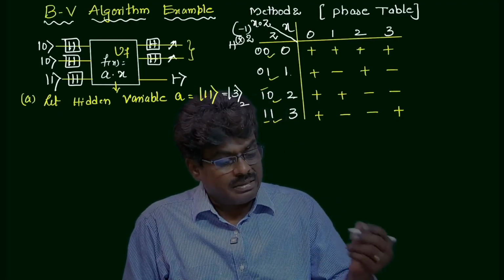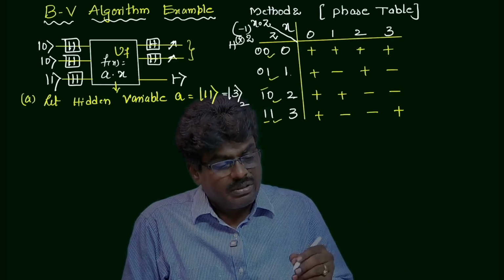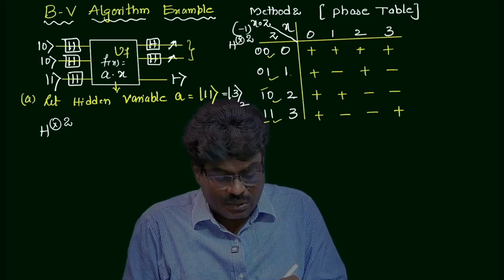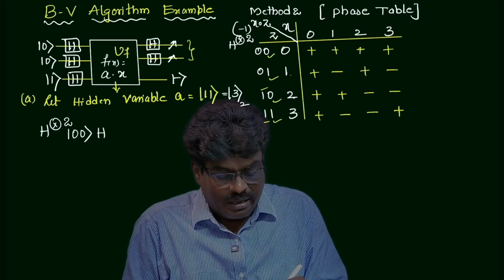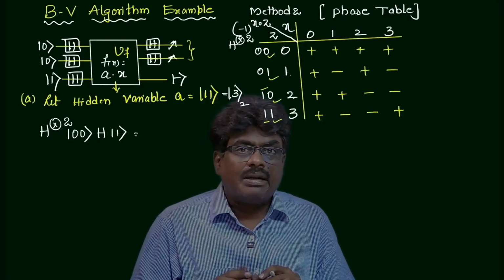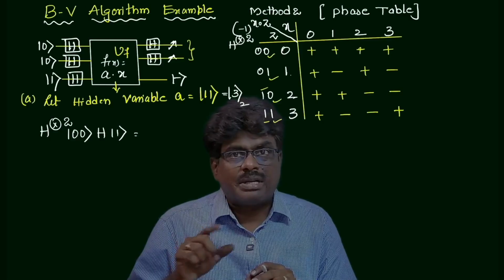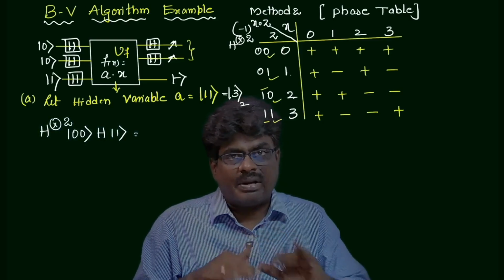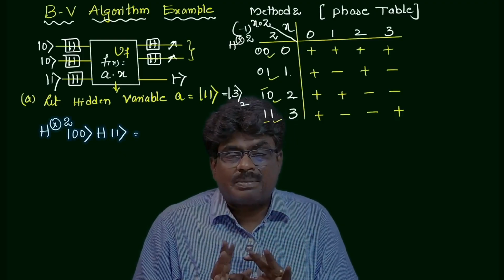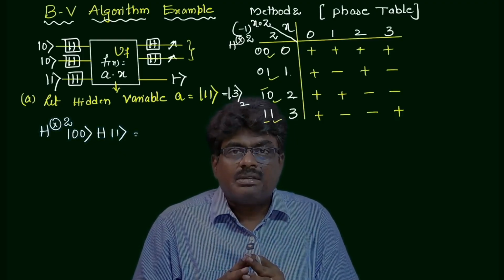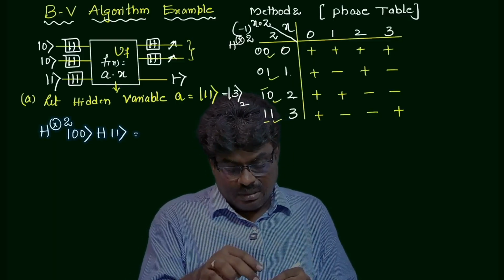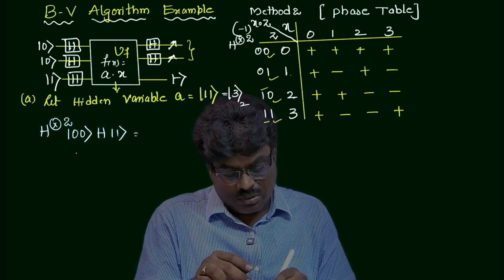Now let me execute this circuit. So here first, H tensor 2 operates on 0, 0, and next H operates on 1. I'm not combining. Earlier we constructed the oracle, so I combined that as 0, 0, 1, and finally we got the unitary operator and we operated. But we didn't do any matrix multiplication like that. Here we are simply using the decimal state notation.